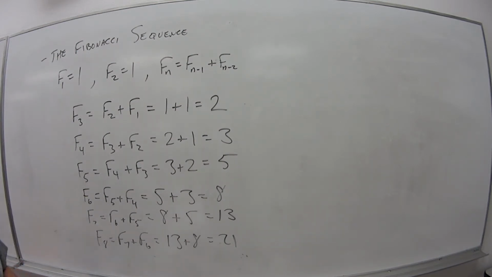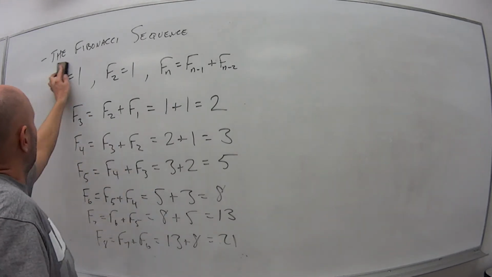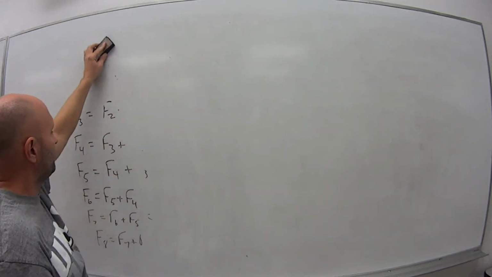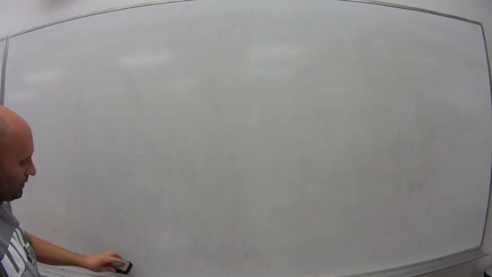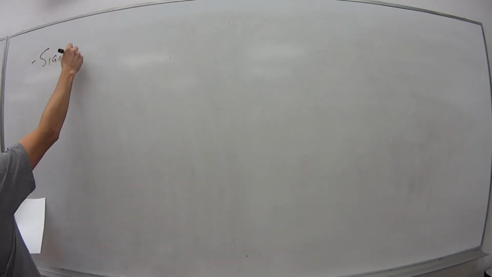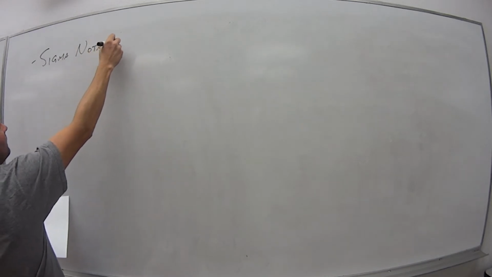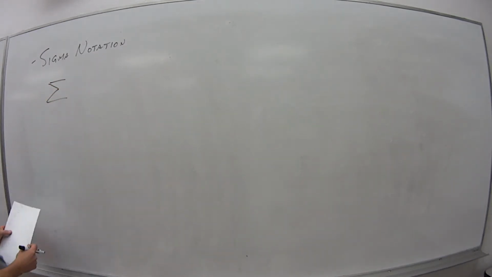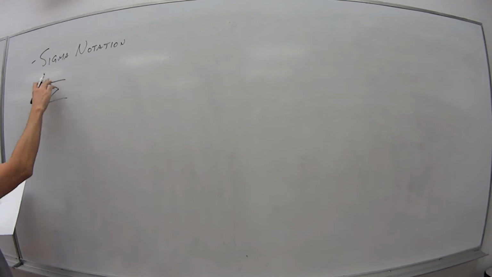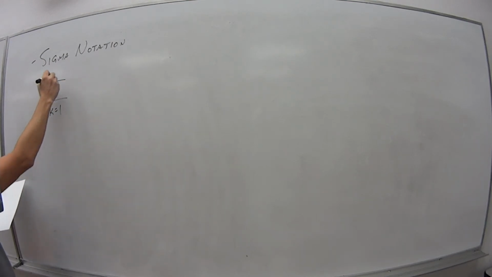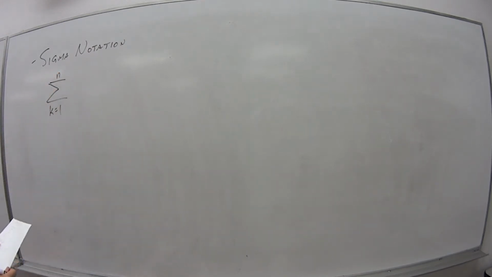All right, so now, second part of section 12.1 has to do with our summation notation, or sometimes you'll hear it or see it written as sigma notation. So sigma notation has the following notation here. So we have the sigma sign. We have k equals 1 on the bottom, and then we have some value n at the top.